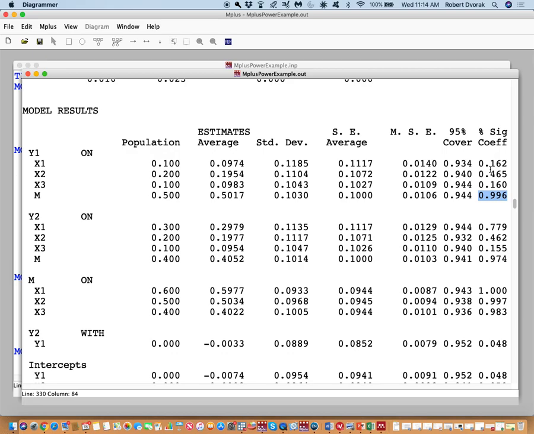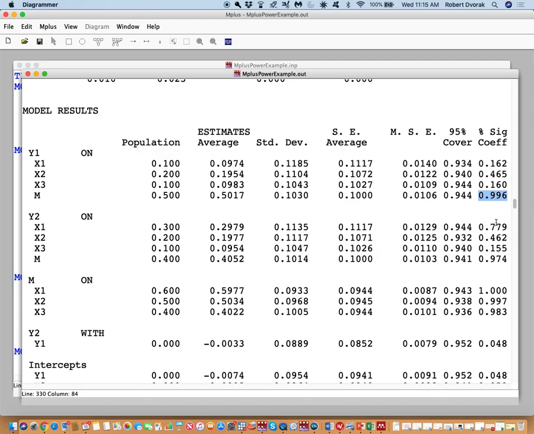Like 99.6% of the time, that means on 996 of these random draws, the relationship between M and Y1 was statistically significant, right? Only 0.4% of the time it wasn't. That's important though. That means that if you ran the study 1,000 times, at least 4 times, that relationship would be non-significant, and we would then commit what? Type 2 error. Yep, absolutely.